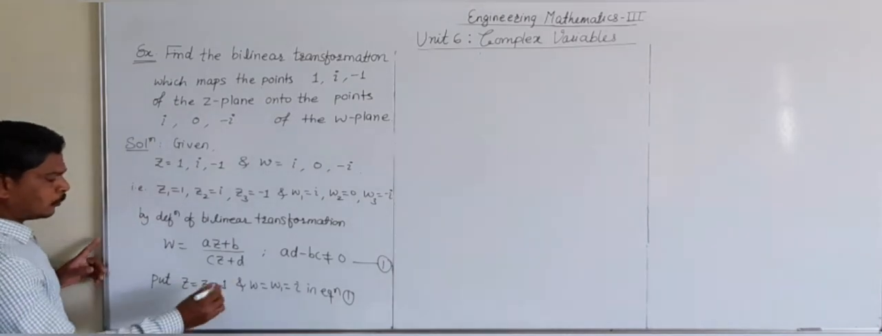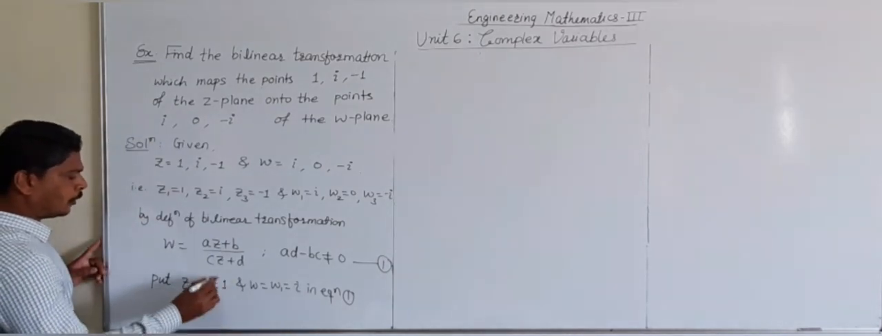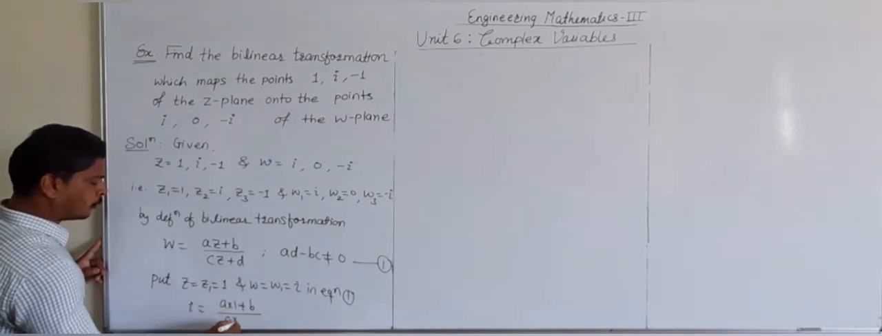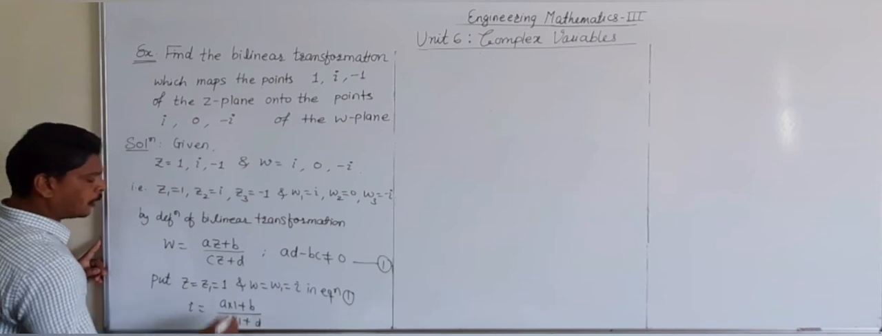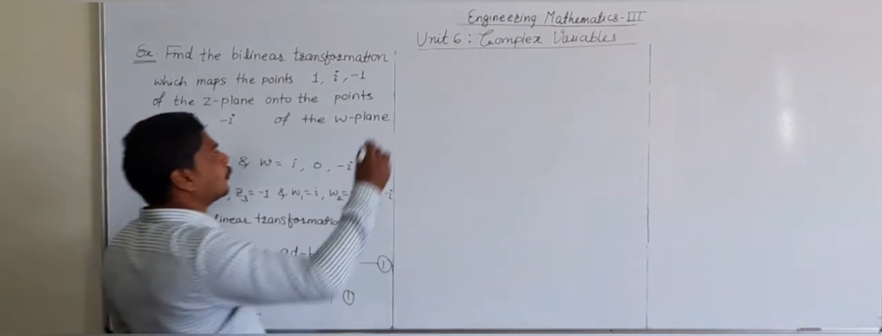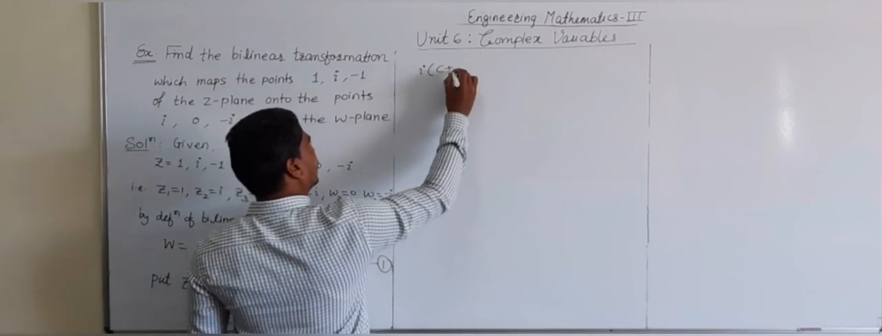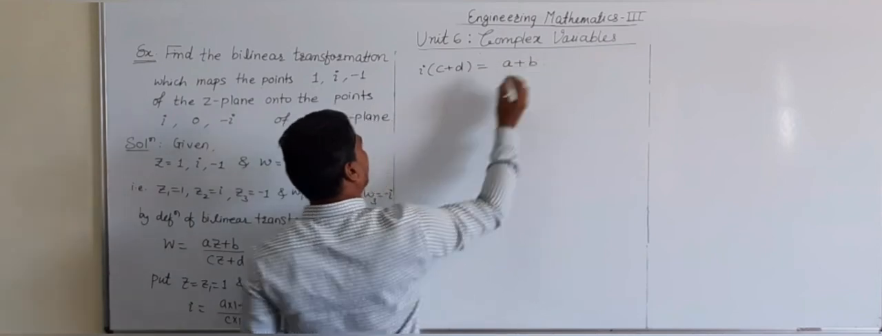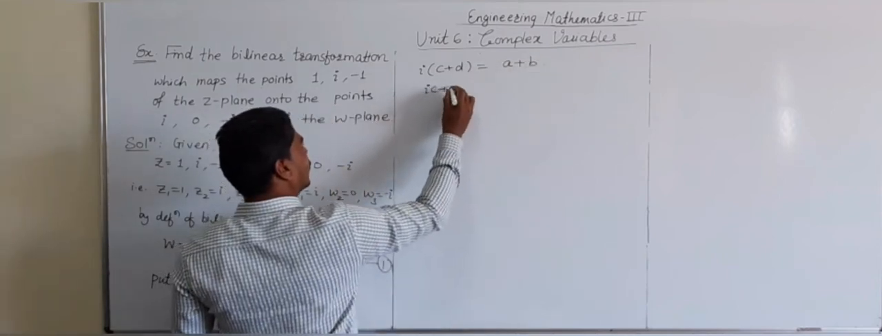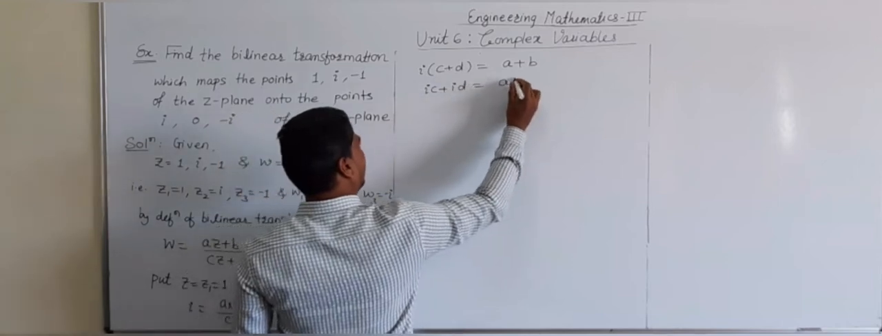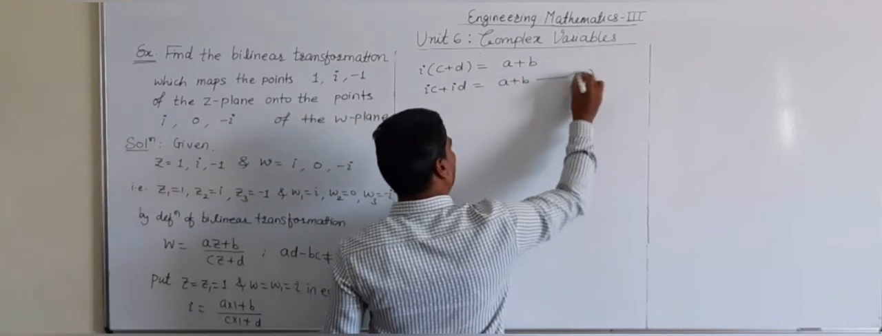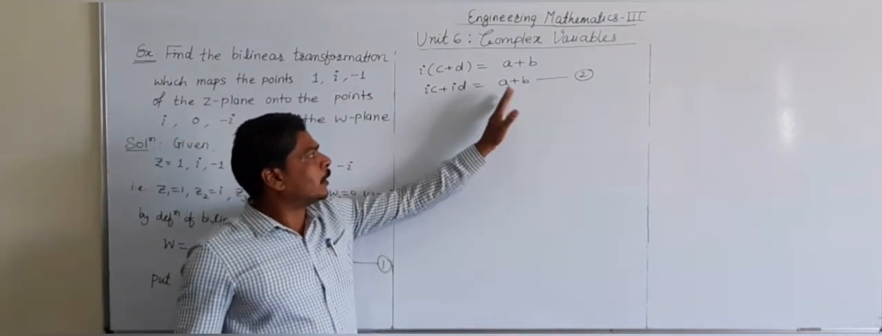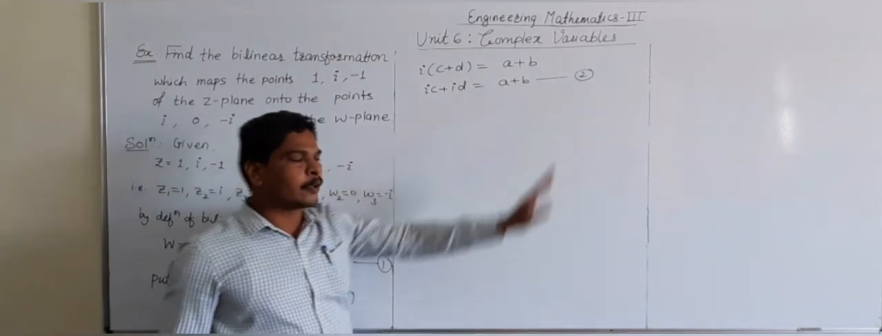So after putting these values we get i equal to, value of z is 1, so we get a into 1 plus b divided by c into 1 plus d. Okay. So simplifying this equation, we get i into bracket c plus d is equal to a plus b. So in that way we get ic plus id is equal to a plus b. So this becomes equation number 2. Nothing is here for simplification, so I stop here and write this as equation number 2.